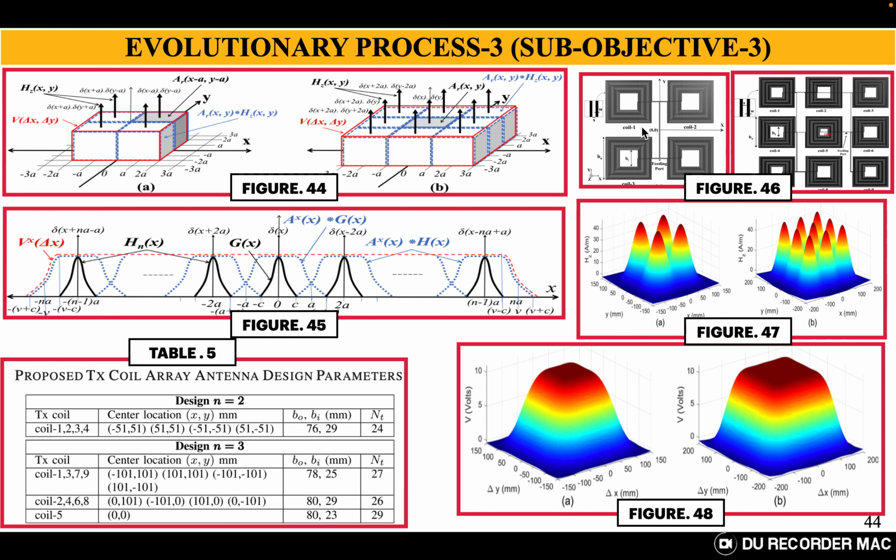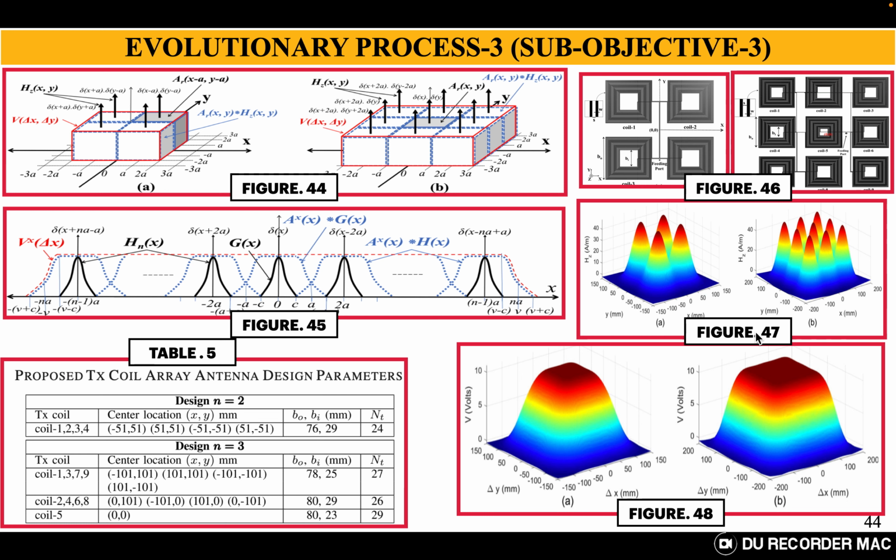Now figure 46 is the layout of the 2x2 transmitter coil, and figure 47 shows the magnetic field strengths of both n equal to 2 and n equal to 3 designs. Now you can see this is a highly non-uniform concentrated magnetic field at those locations. Because of this highly non-uniform concentrated magnetic field, I am getting figure 48 as constant induced voltage.